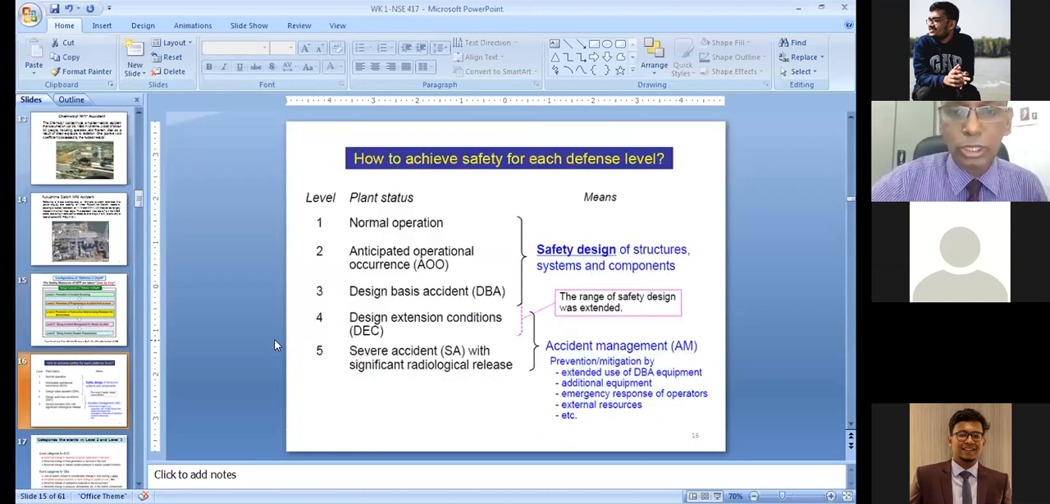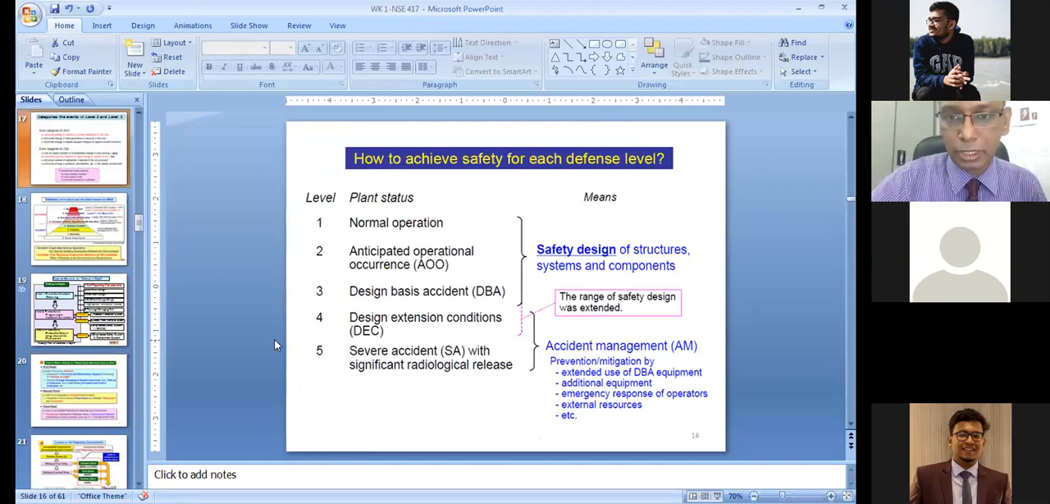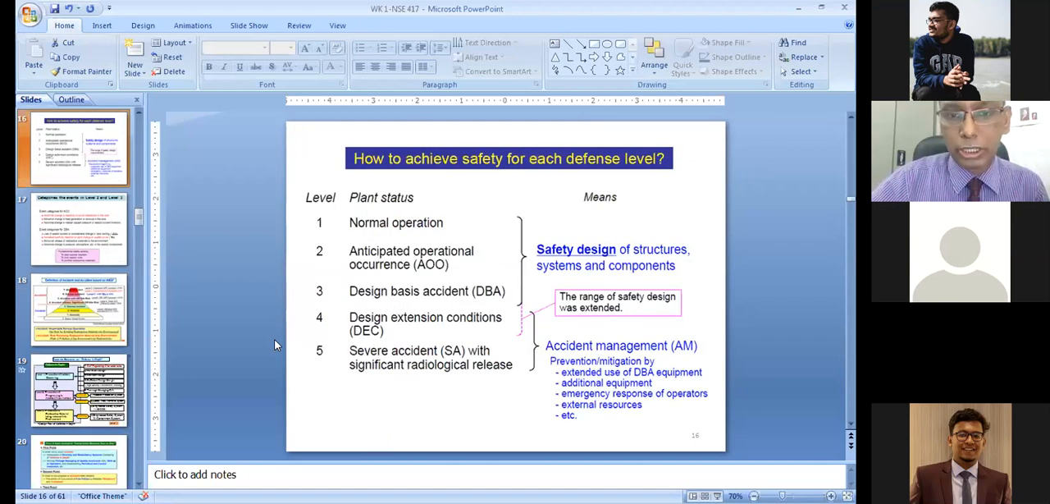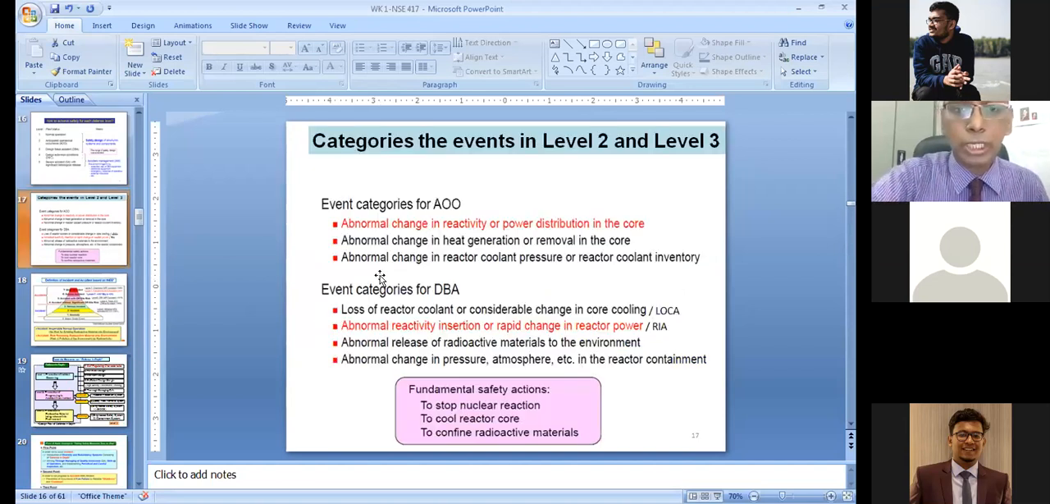I already mentioned how to achieve the safety level for each defense level, meaning all the 5 levels. For the anticipated operational occurrence, AOO, that is level 2, prevention of progression from incident to accident. So the event categories are under level 2 and before level 3.